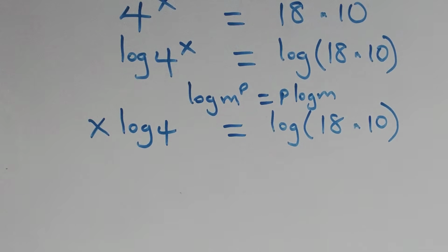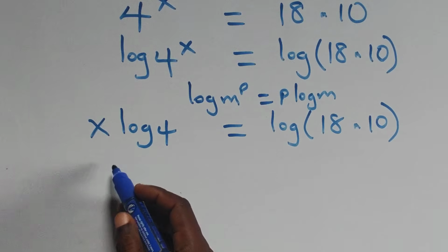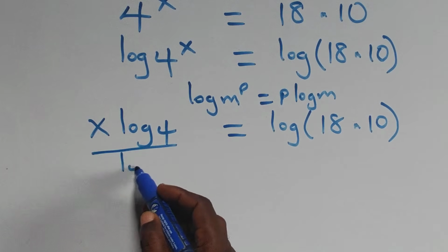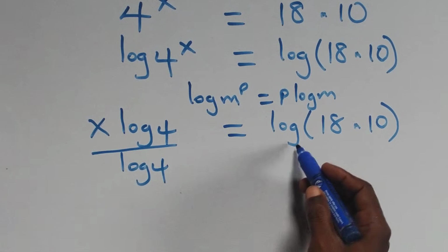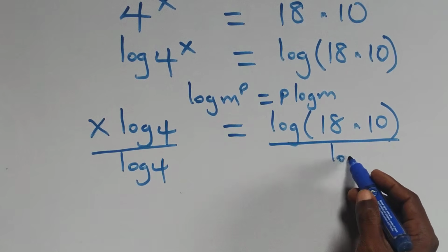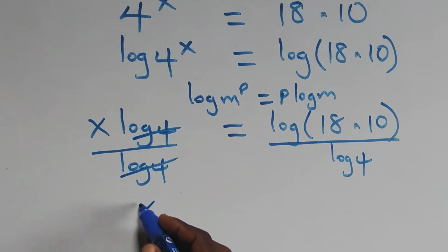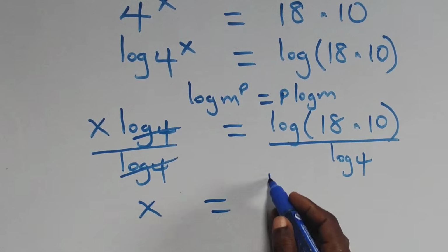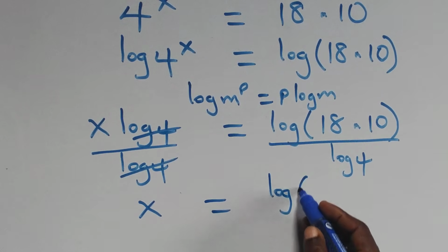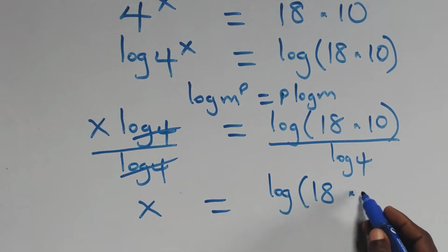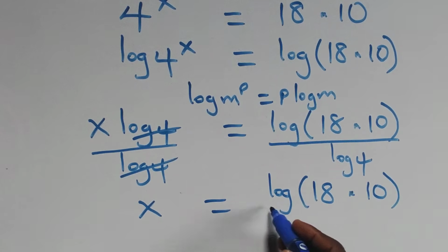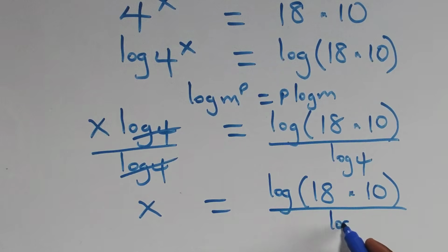Then we divide both sides by log 4. Divide this side by log 4, also divide this side by log 4, which implies log 4 will cancel each other here. This will have x equals log 18 times 10 over log 4.